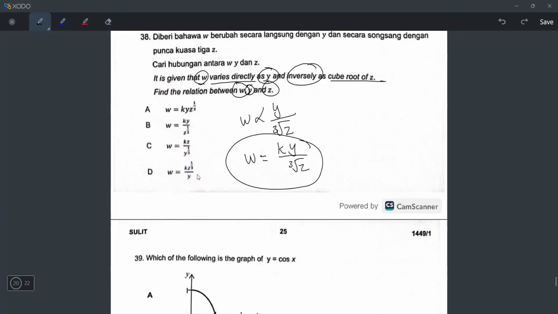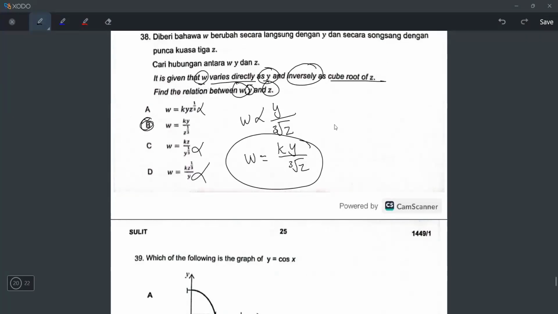So this one is wrong, right? Because the Z is on top, so it's wrong already. So yeah, the answer is B. This one no, because the Z is on top, so wrong. This one Y, this one also Z is on top, wrong. Okay, let me explain why it is B.